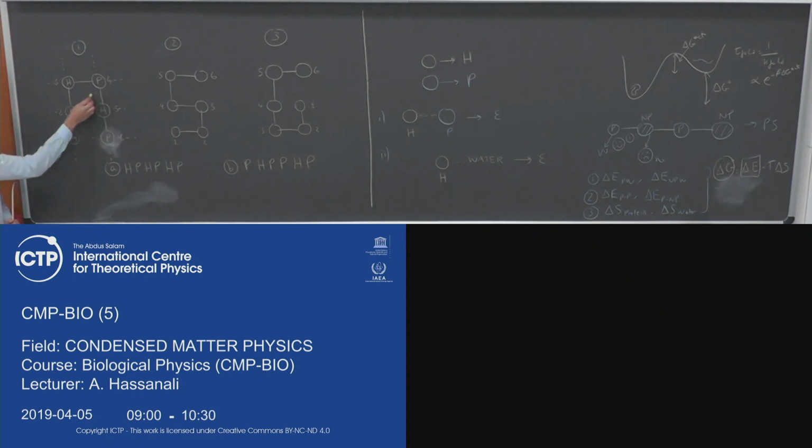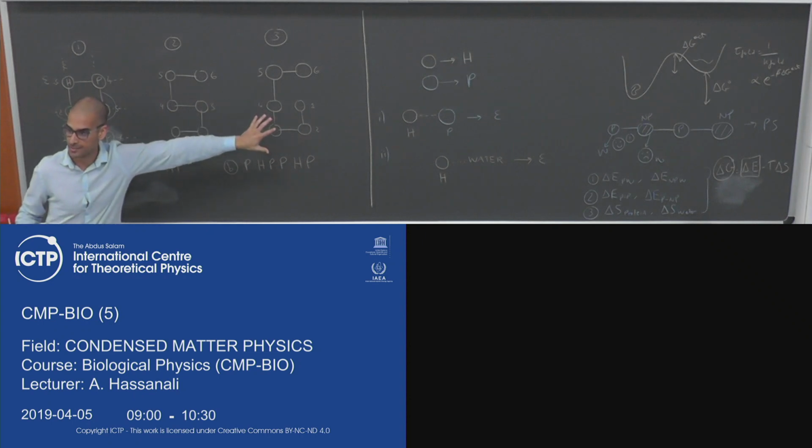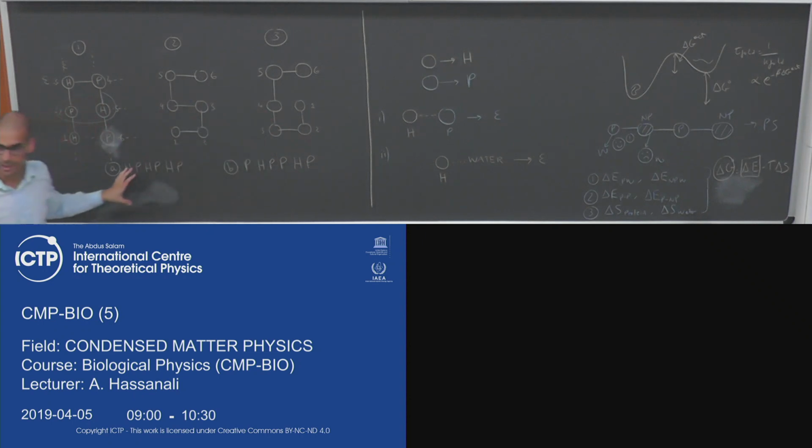Okay? So what I mean by this is that if I get an HP, for example, here, I pay an energetic cost of epsilon. If I have to put an H where it is interacting with the environment, I have to pay. So what I would like you to try and do with me is compute the energies associated with these 3 structures for these 2 different sequences.